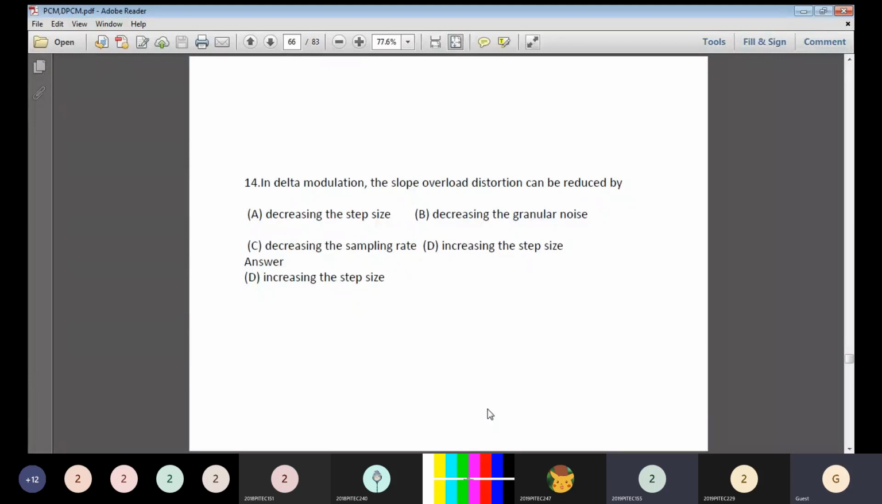What about the second option, decreasing the granular noise? Granular noise is one of the disadvantages of delta modulation, so it won't come. The third one is decreasing the sampling rate. There is no relation between slope overload distortion and sampling rate here, so it won't come. So option D, increasing the step size: if we increase the step size, the slope overload distortion can be reduced.